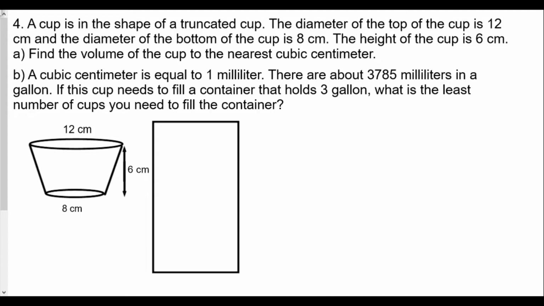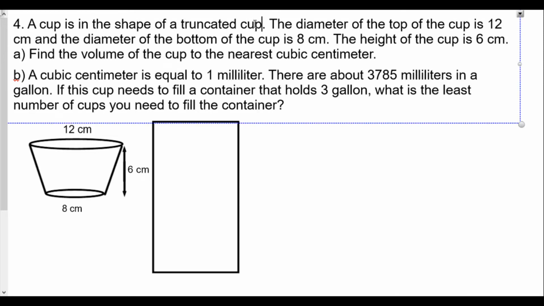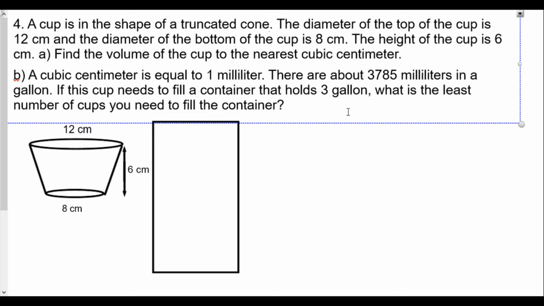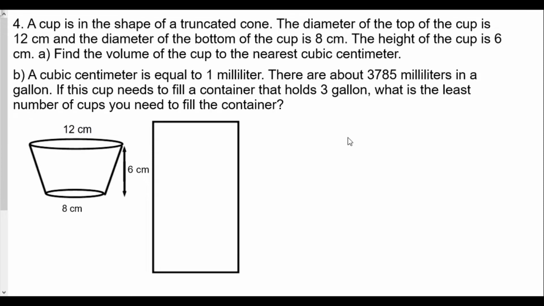So we see the cup is in shape of a truncated cone. This should really be changed to a truncated cone, so I'll change it to cone. All right, the diameter at the top of the cup is 12 centimeters, and the diameter at the bottom of the cup is 8 centimeters. The height of the cup is 6 centimeters. So part A is going to be find the volume of the cup to the nearest cubic centimeter.